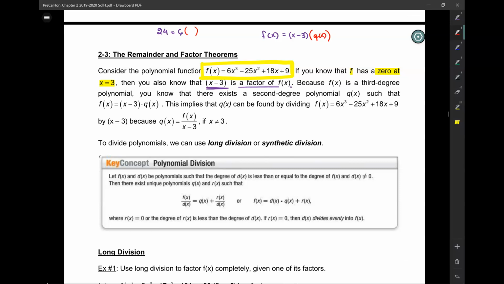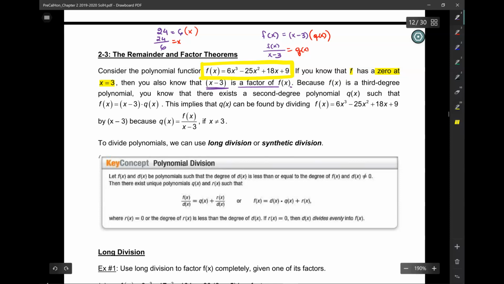Okay? So now, how do I solve here? How do I solve for that value with the 24? If this is x, then x is 24 over 6. And if I'm solving for q of x, then q of x is f of x over x minus 3. Okay? So same situation.